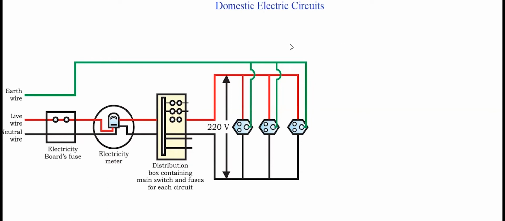From the poles, actually, there are two wires that are coming to our houses. The first wire is called the live wire, or the positive. We call it the live wire, which is mostly represented by red insulation.